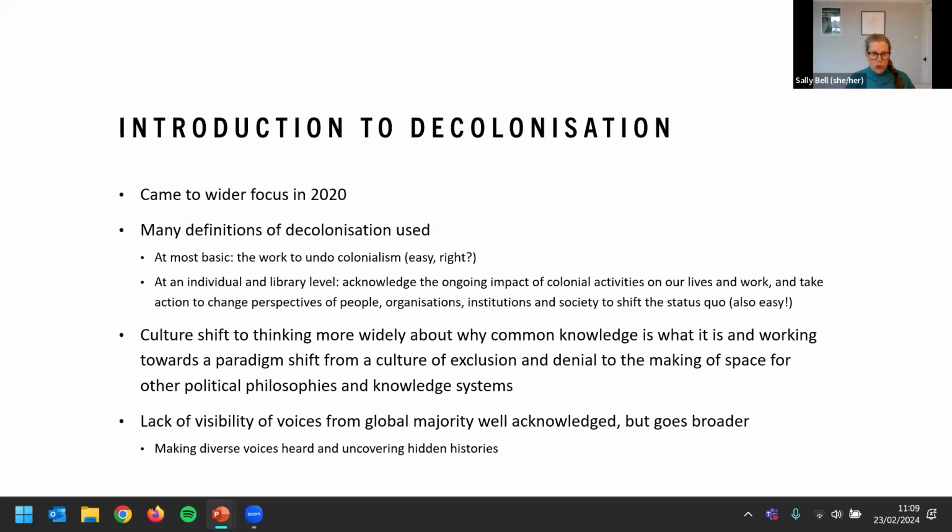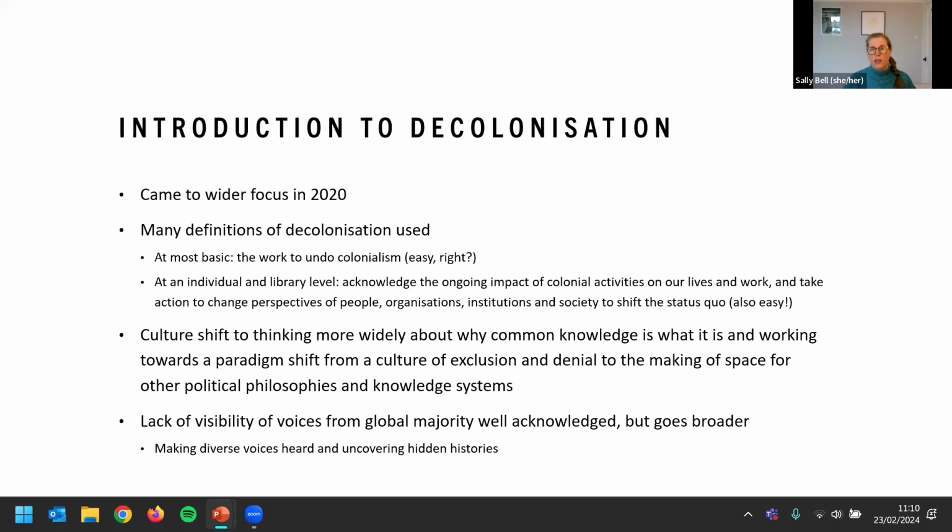So just before I come on to the toolkit, I'm going to give a little introduction to decolonisation, which is often talked about in parallel with EDI work. I just don't like to make the assumption that everybody has the same levels of knowledge. So if this is repetition for you, I'm sorry. If it's new, hopefully it helps shed a little bit of light on things.